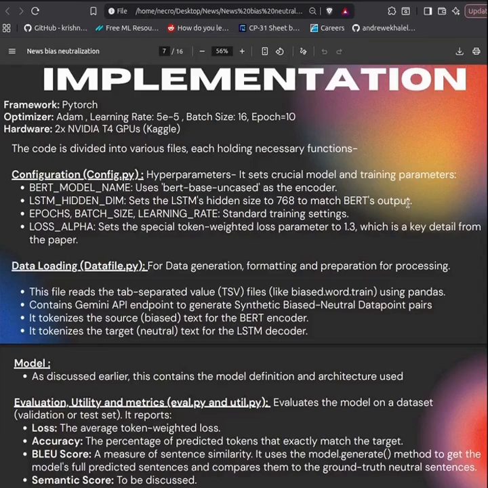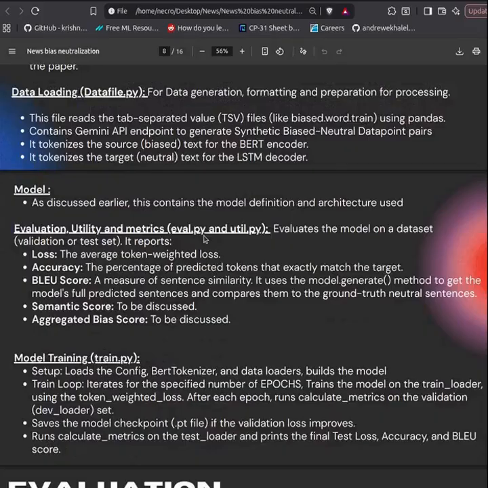Also, I felt like the data in this dataset was not sufficient, and it did not include the specific targeted text which I was hoping for. So I generated a new synthetic dataset of biased-neutral pairs to supplement the older Wikipedia edit corpus which has been used in this paper. This was generated using the Gemini API, which I have included in this data file. This data file also contains functions which tokenize the source text for the BERT encoder and the target text for the LSTM decoder.